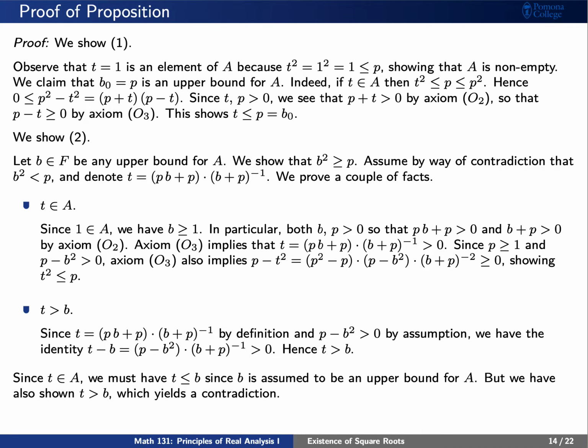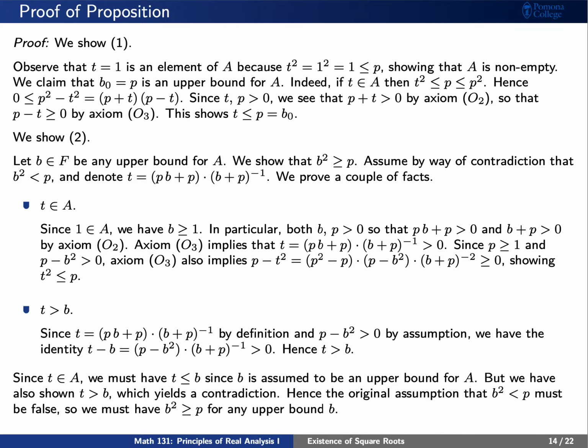Now we see that t is an element of A, but this means, because we have an upper bound, that t must be less than or equal to b. But the second statement says that t is greater than b, which yields a contradiction. That means that our original assumption, b squared is less than p, must have been false. So for any upper bound b, we must have b squared is greater than or equal to p.